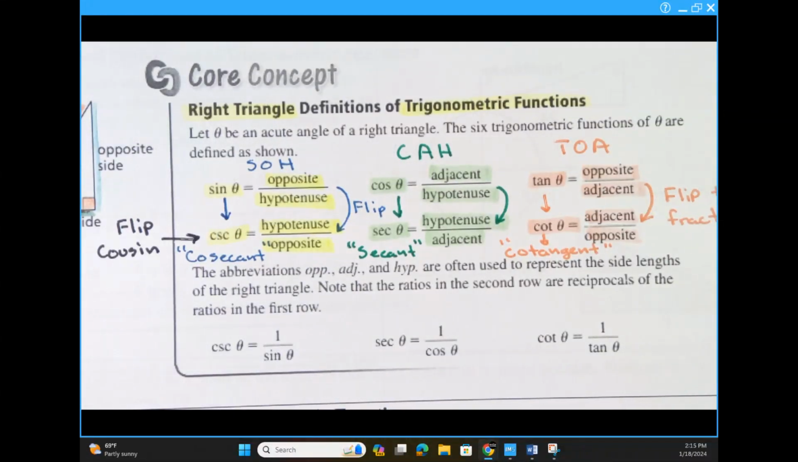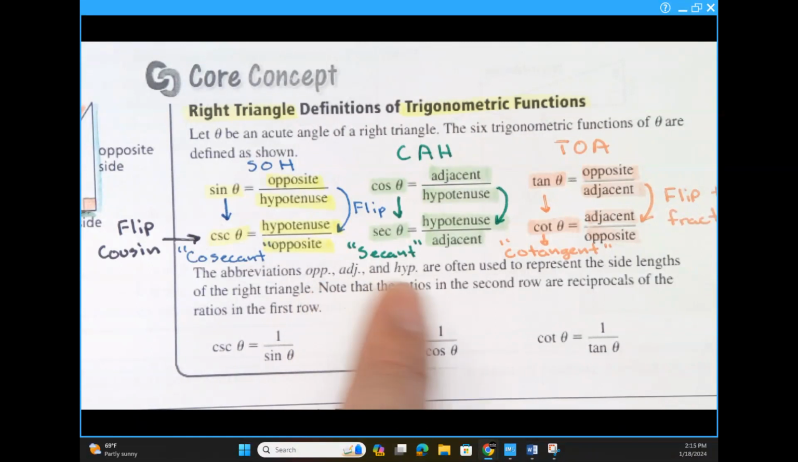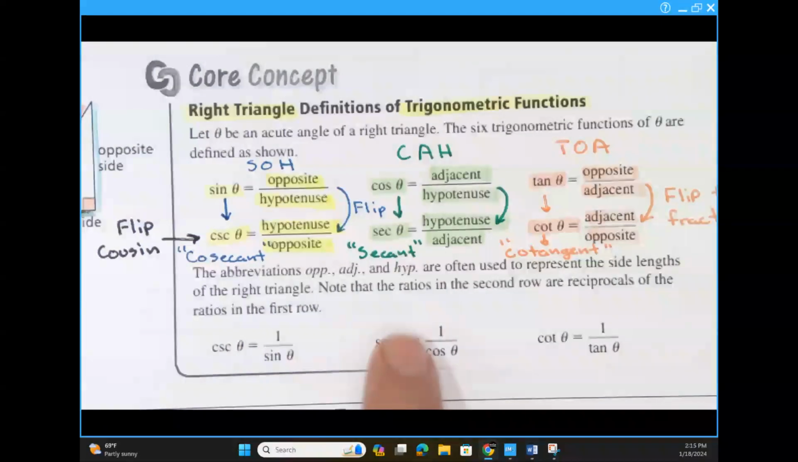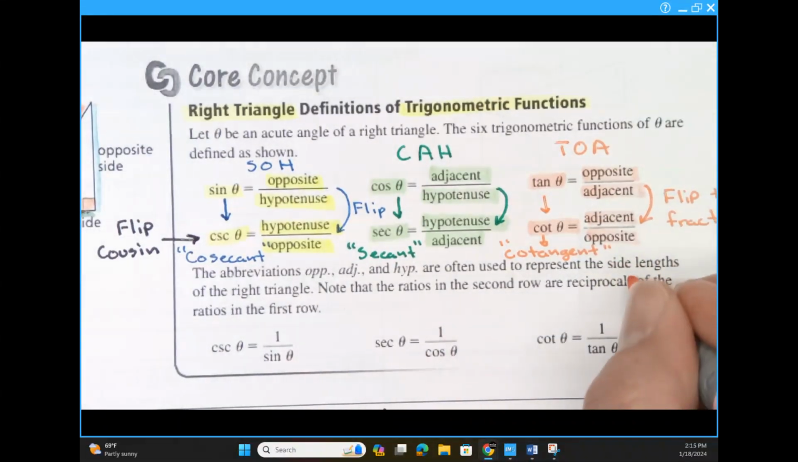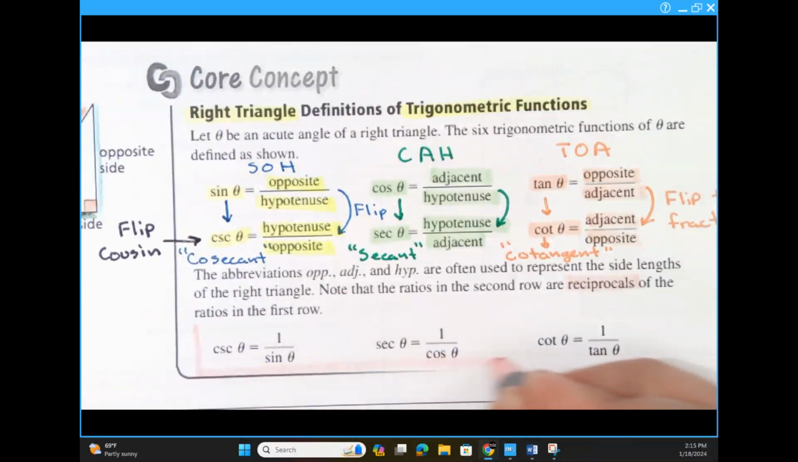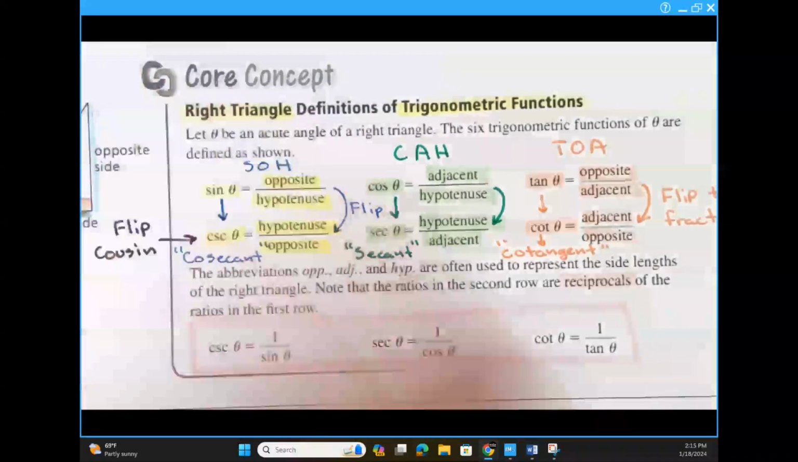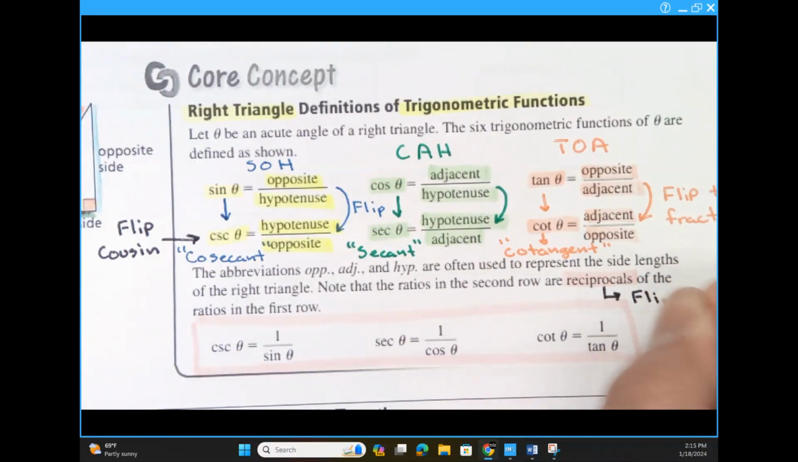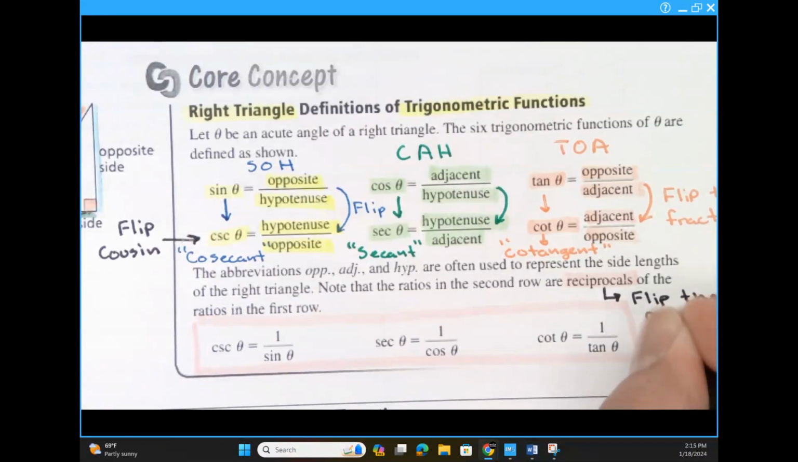Now, the only other thing that we want to mention here, besides, hey, all we're going to do is flip, flip, flip, flip, great, is that the abbreviations OPP, ADJ, and HYP are often used to represent the side lengths of a right triangle. We've done that. Note that the ratios in the second row are reciprocals of the ratios of the first row, so there is that magical math word. So what they're saying is, we don't just call them flip cousins. There's an official name for all of these. Because remember, reciprocal just means flip the fraction, which is what we already mentioned up on top, but here it is again. All we do is flip the fraction.